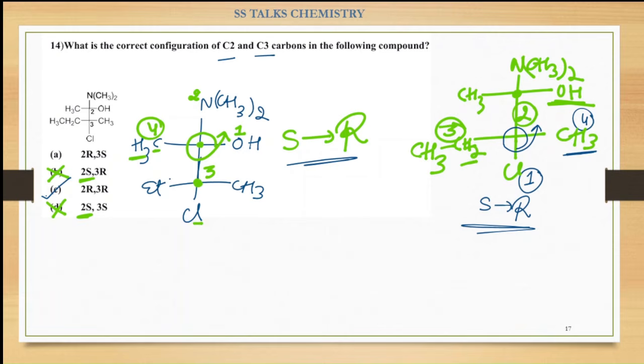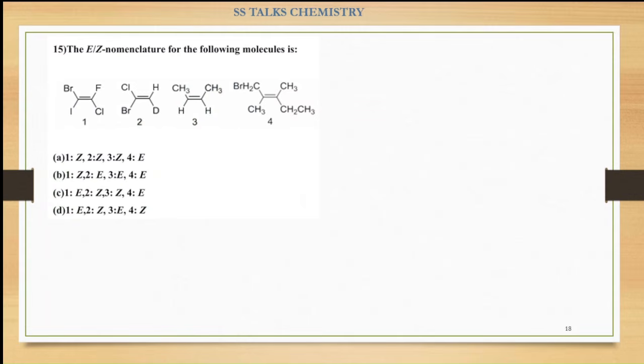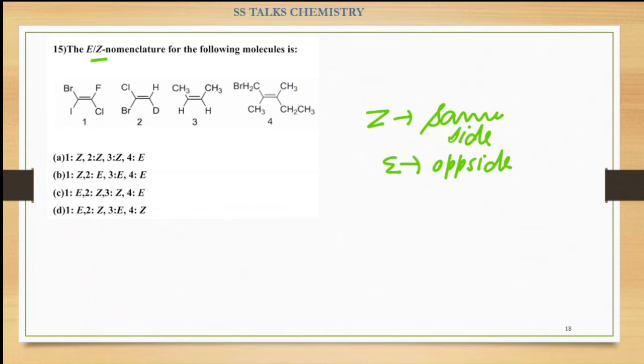Okay, so now let us move on to the next question. We have this one. Again you have to find the configurations. You have to give the E-Z nomenclature to the following molecules. Z means both the higher priority groups are on the same side, and E we give when they are present on the opposite side, that is, the higher priority groups are on opposite sides.